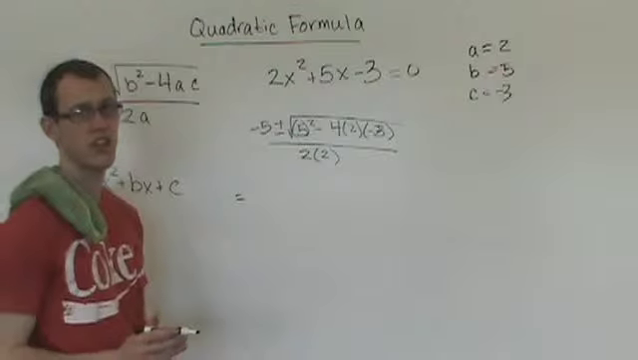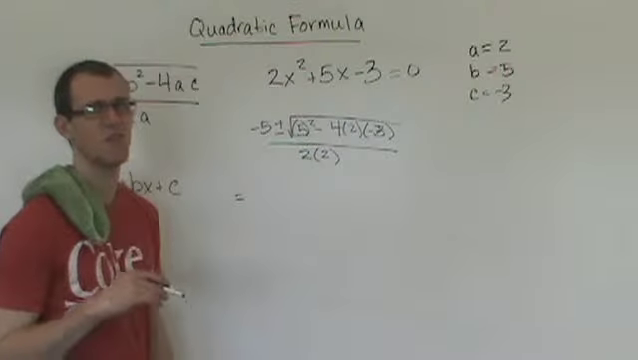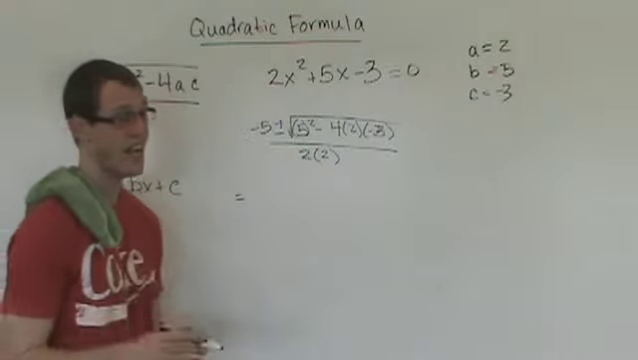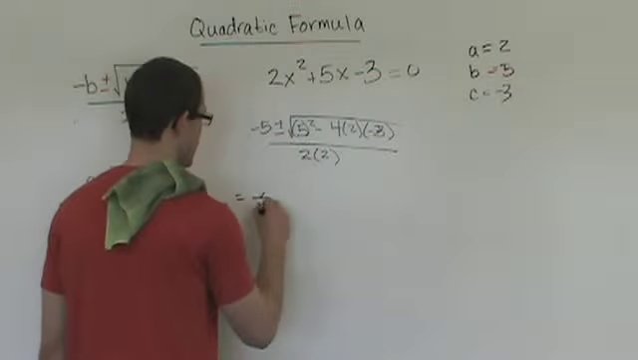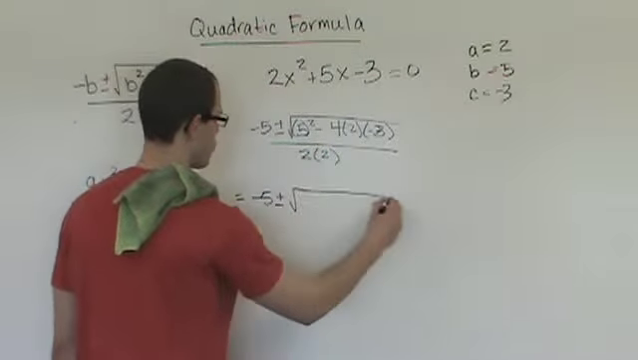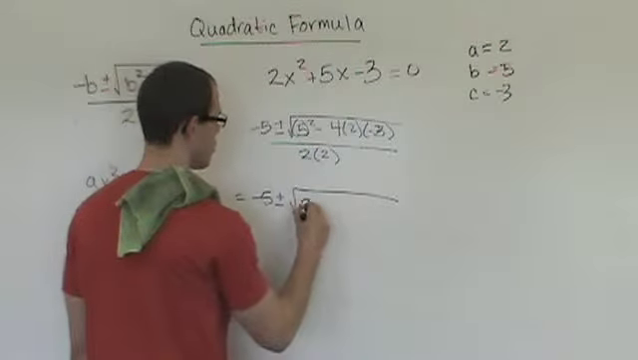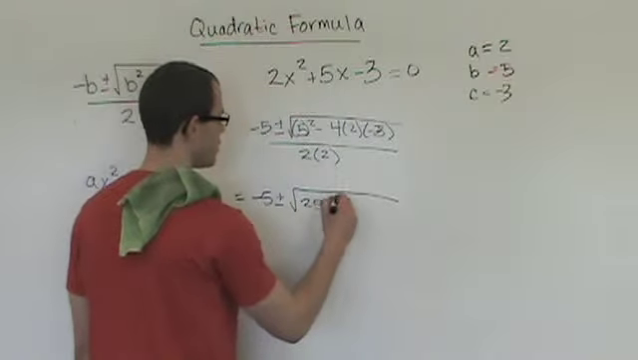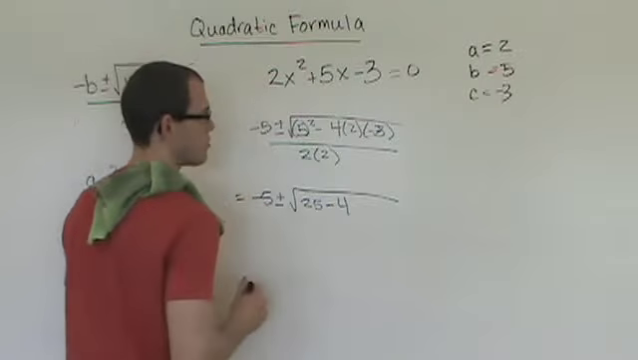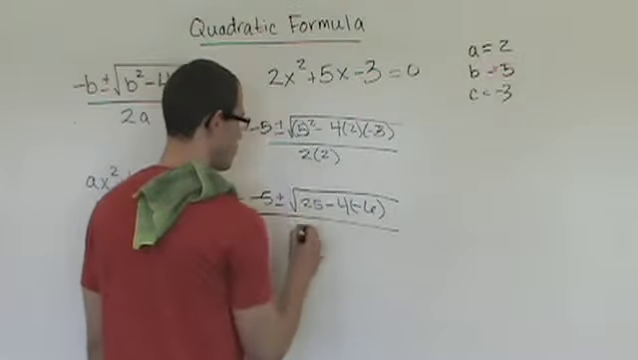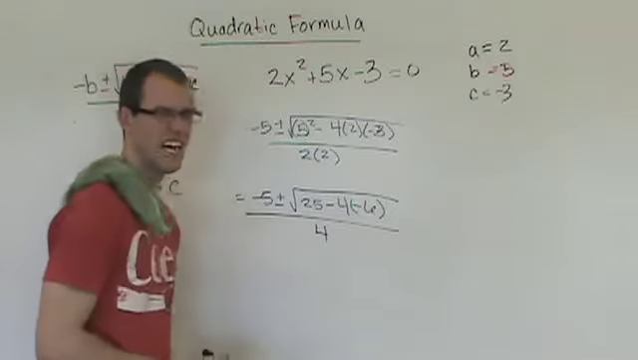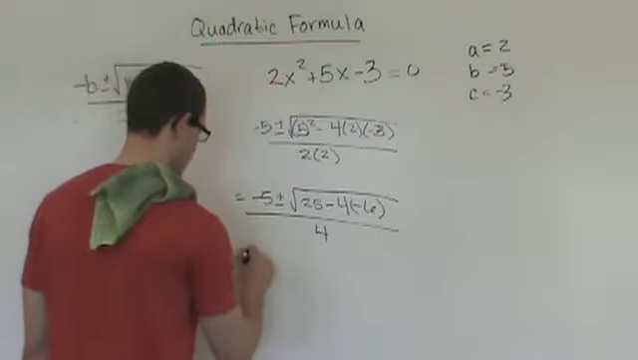Don't put this into your calculator, because you're probably going to forget a bunch of parentheses, because there's a lot. So what we want to do is simplify it down further. So we have negative 5 plus or minus the square root. 5 squared is 25 minus 4 times 2 times negative 3, that's negative 6. Divided by 2 times 2, that's 4. It's looking a lot better already, so let's keep on simplifying.